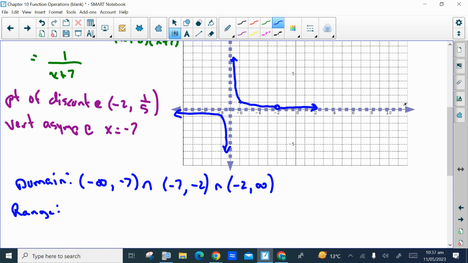Same thing with the range. We'd go from negative infinity to 0, from 0 to 1/5, and then from 1/5 to positive infinity if you wanted to use interval notation. Probably easier to use set notation, but they both work.